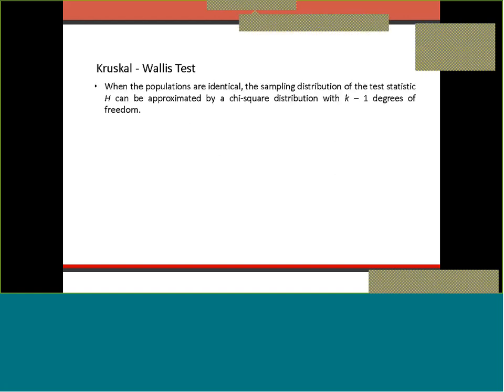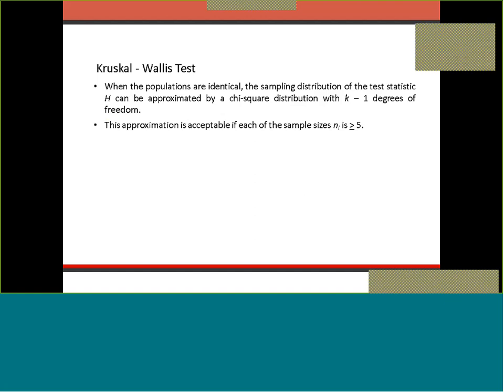Yes, more than two, three or more. So when the populations are identical, the sampling distribution of the test statistic H can be approximated by, I told you already, chi-square distribution with k minus 1 degrees of freedom. What is k? K is the number of samples, number of populations. So this approximation is acceptable if each sample size is greater than or equal to 5. This concept of greater than or equal to 5, long back also we heard. If each sample size is above 5, then it is a good approximation.